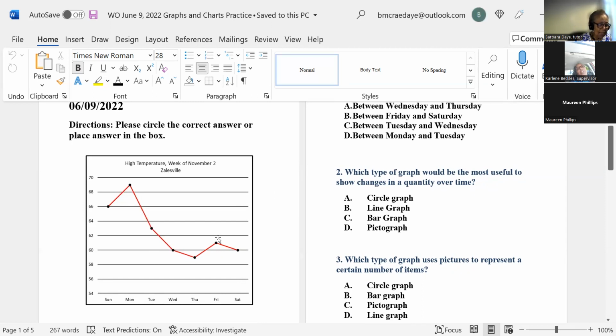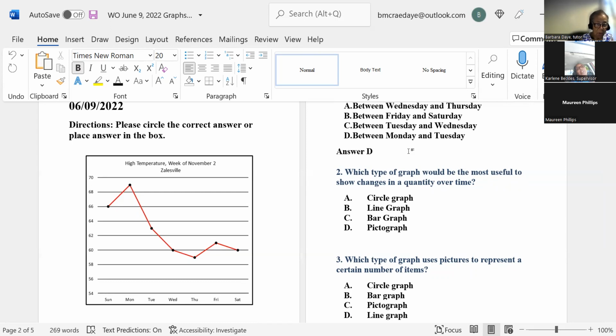Thursday to Friday is an increase. Friday to Saturday is a decrease, but that line between those 2 points is a lot smaller than the line between Monday and Tuesday, right? See how you figure it out? So what would be the answer, Maureen? A, B, C, or D? D. D, that's right.